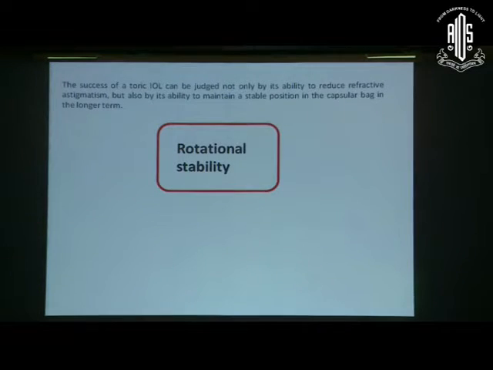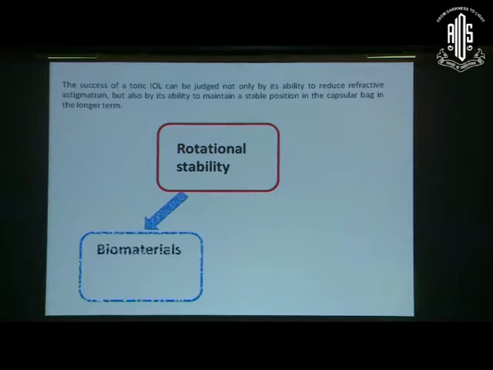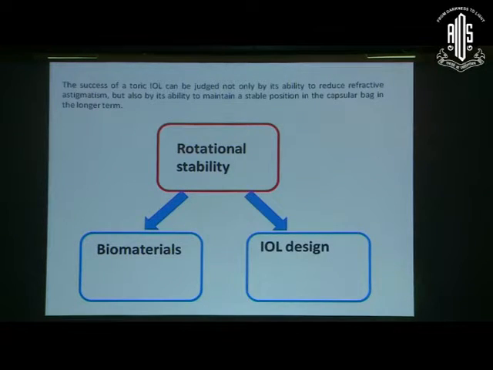Now, how do we do it? There are two main aspects of a toric lens. One is the biomaterial it is made of, and second is the IOL design. When we talk about the biomaterials, the main thing we're talking about is basically how adhesive or how sticky the material is to the lens capsule. A very big term is in vogue, which is called bioadhesivity.